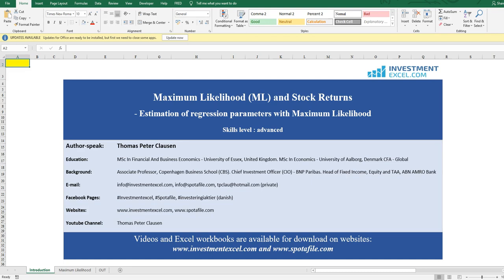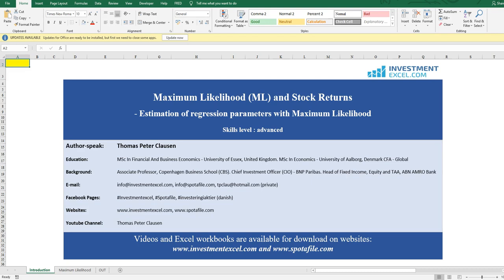I'm representing investmentexcel.com in this session today, where we will show you how to apply the maximum likelihood technique to estimate parameters of a simple linear regression. We have three parameters to estimate: a constant, a slope parameter, and a standard deviation or a variance.